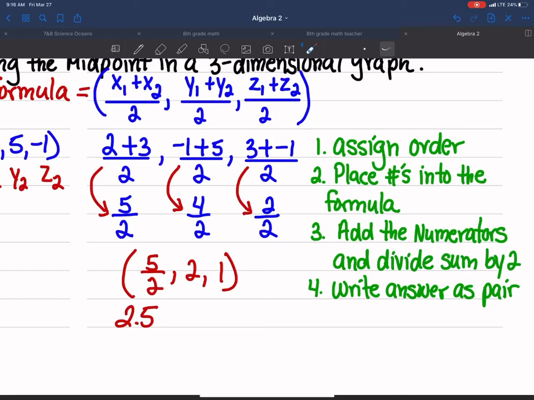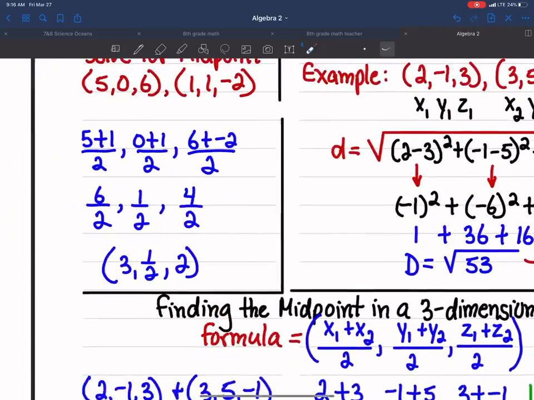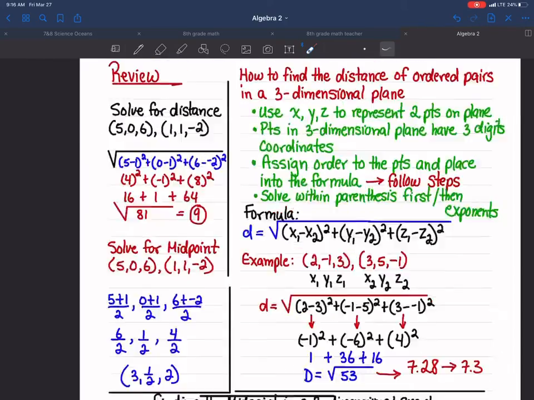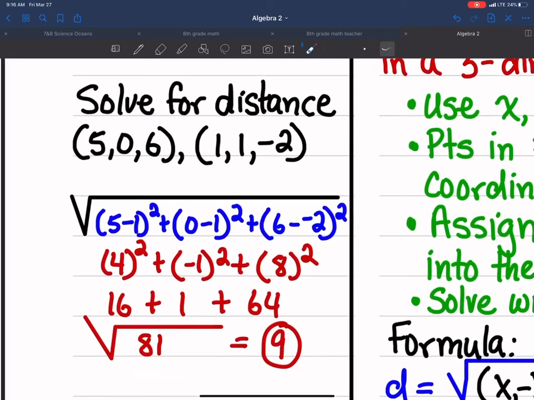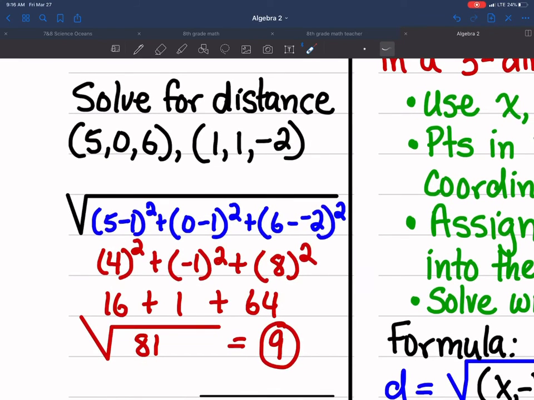Okay, great. So these are our 2 formulas. Okay, now let's do this here. Let's do one more for each one, and we'll continue. So I have my 2 points here, and I am going to give them their order. This is 1, this is 2. So this is X, Y, Z, X, Y, Z.